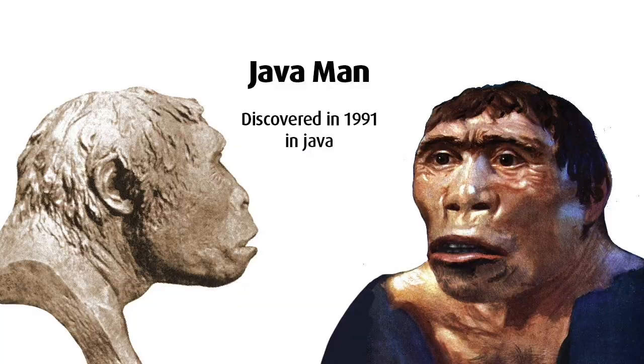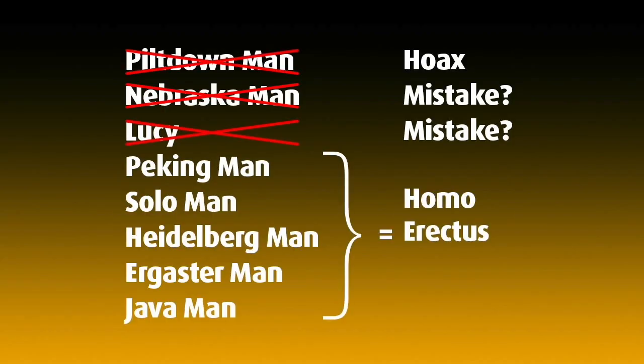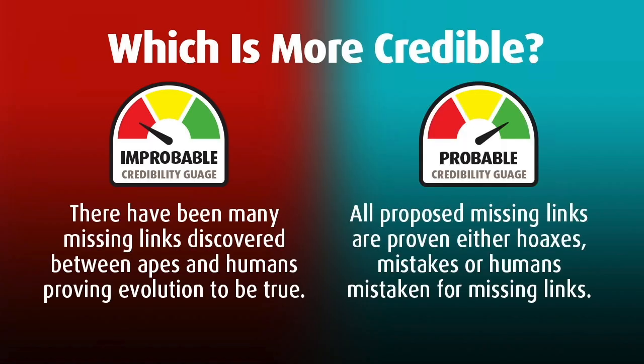And since then, evolutionists who are examining all this stuff have decided they're really all one species. They're not different, and they're not missing links. They're actually real people. They're Homo erectus. They're all people that are found in all these different places in the world. Therefore, they're not missing links. They are people. So, which is more credible? There have been many missing links discovered between apes and humans, proving evolution to be true, or all proposed missing links are proven either hoaxes, mistakes, or humans mistaken for missing links.